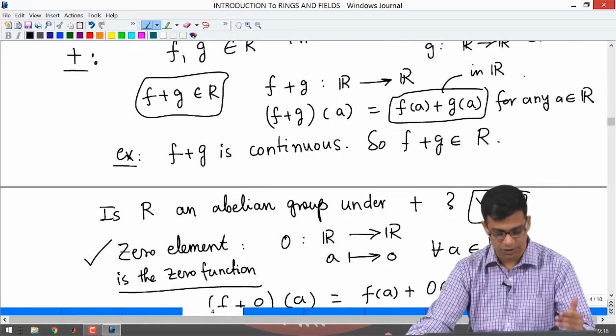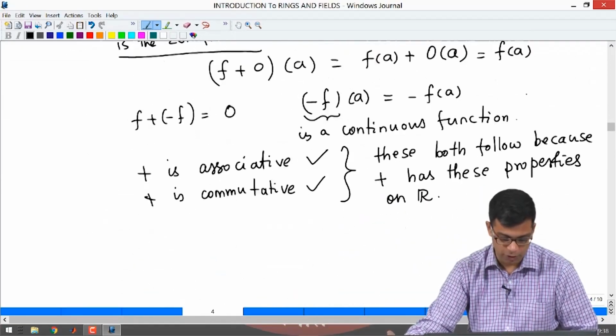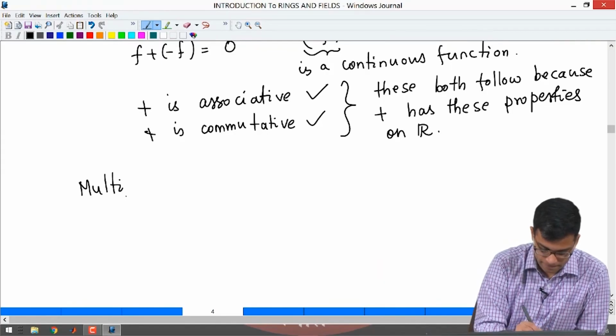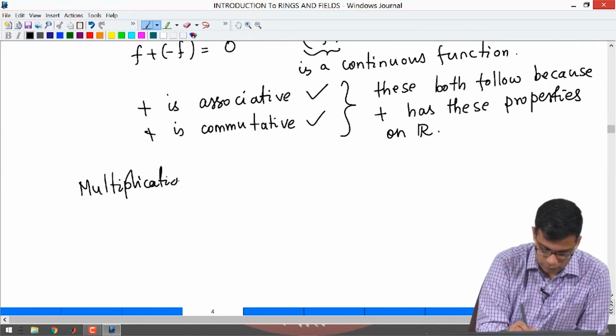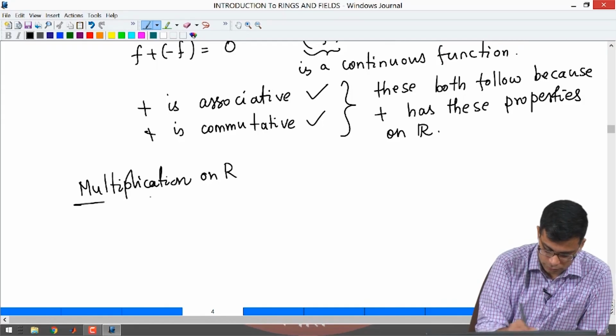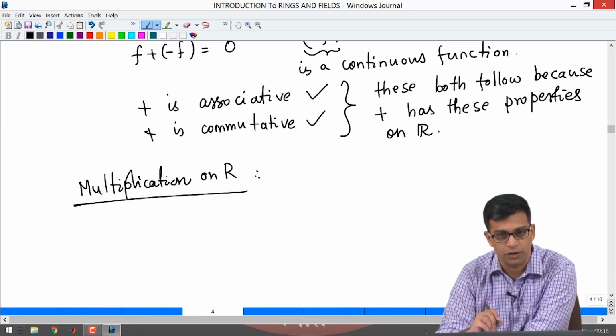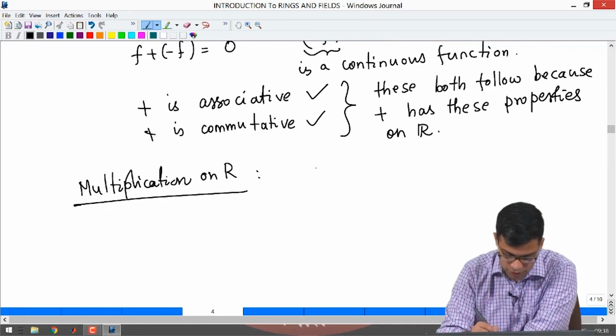So, the answer to this question is yes, the set of real valued continuous functions on real numbers is an abelian group under addition. So, now what is multiplication on R? How do you multiply two real valued continuous functions on R, real numbers?